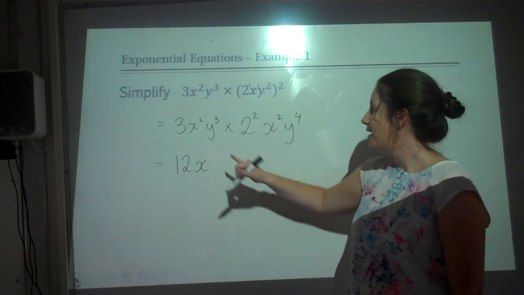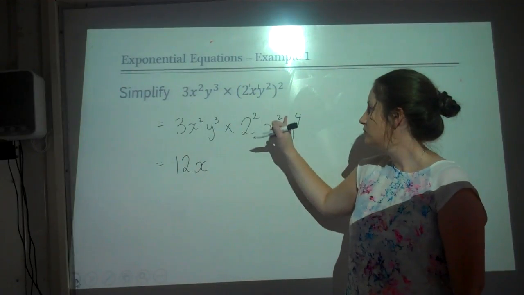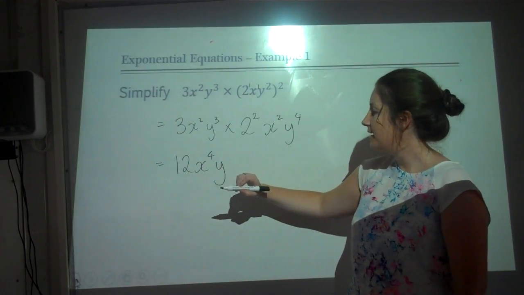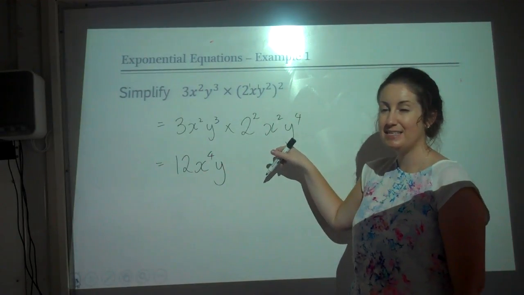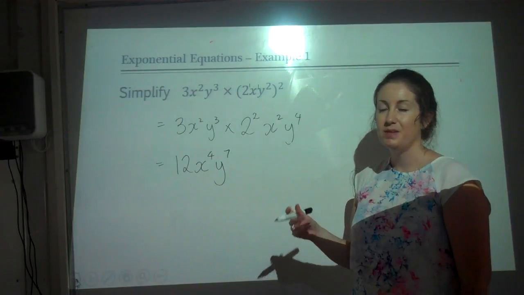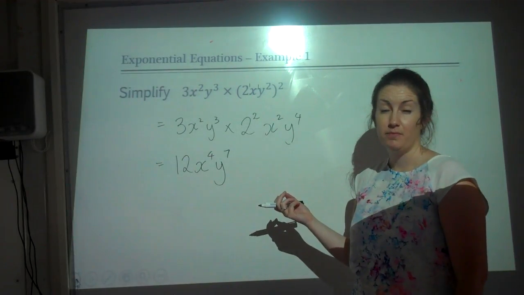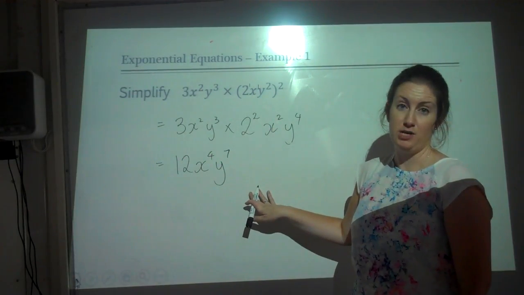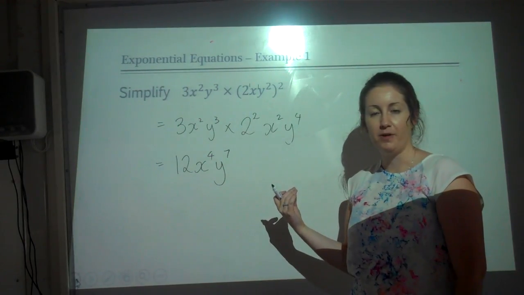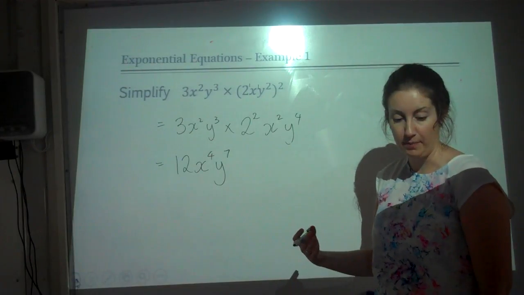X is going to be to the power of, so we add the powers, 2 plus 2, it's a power of 4. Y, again, same base, when the base is the same, we add the powers, 3 plus 4 to give 7. So this is quite a basic question. This is a Year 9 level maths question, to be honest. You won't get asked anything this easy on the exam, but we'll start with this and we'll work up.